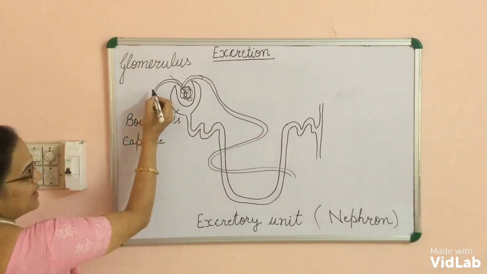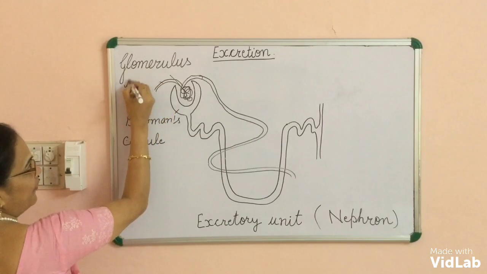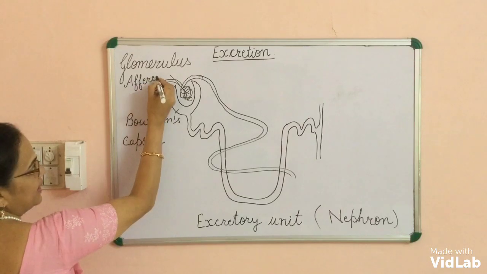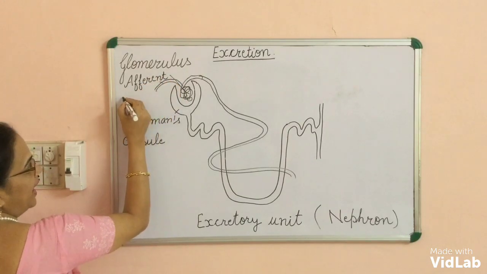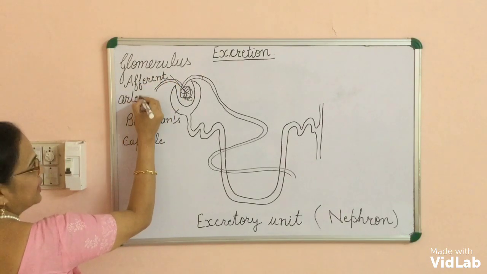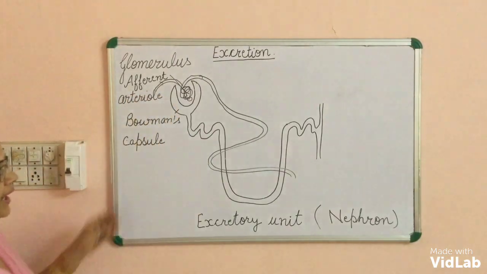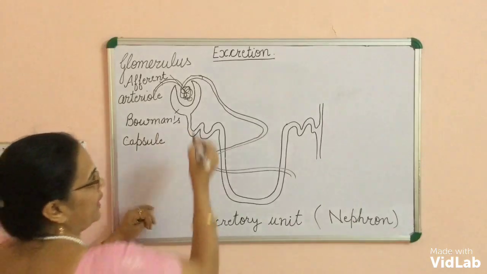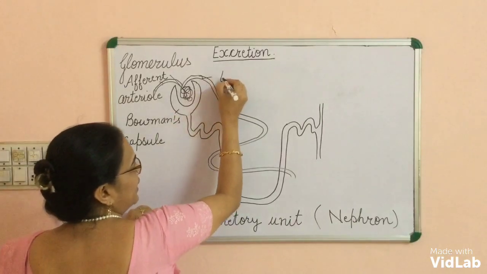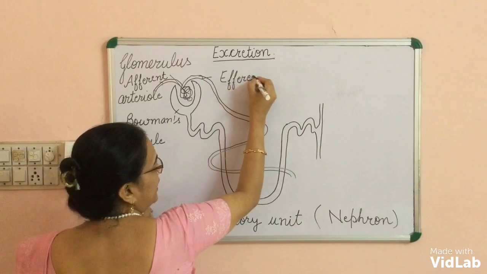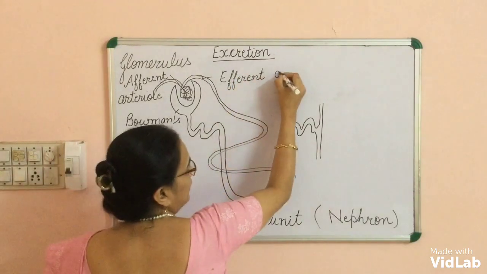The artery which is coming inside is known as afferent, A-F-F-E-R-E-N-T. Afferent arteriole. The name is afferent arteriole. And the one which is going out is known as efferent, E-F-F-E-R-E-N-T. Efferent arteriole.